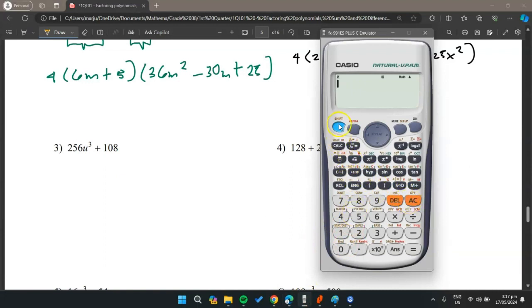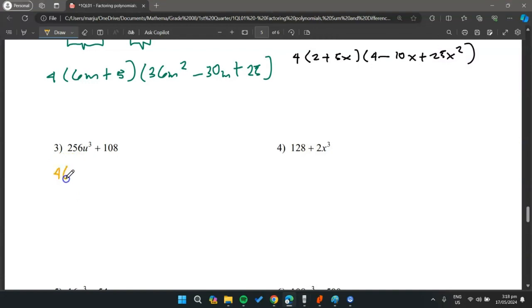Let me just check. Alright, 108, so it's not a cube. Let's try to divide it by 2. 108 divided by 2 gives us 54. 54 is not a cube number. Let's try to divide it by 4 this time. That gives 27. Alright, so 27 is a cube number, 3 times 3 times 3. So basically, everything should be divided by 4.